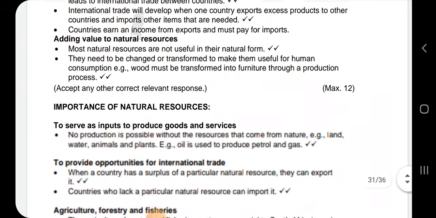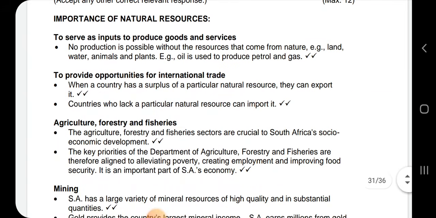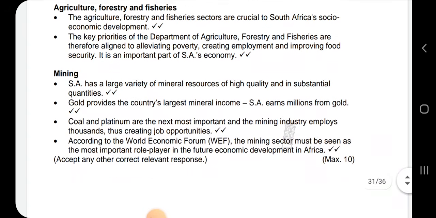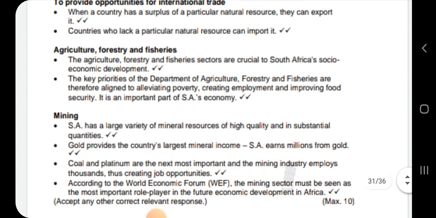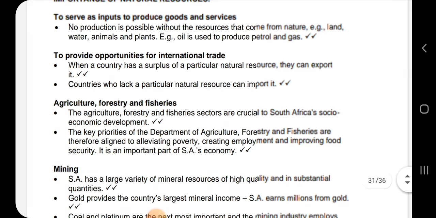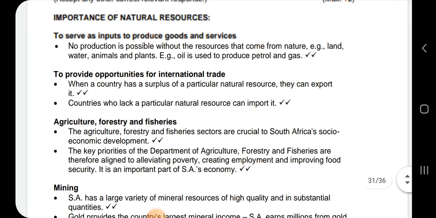And then the second one is the importance of natural resources. They serve as input to produce goods and services. They provide opportunities for international trade, agriculture, forestry, and fisheries. So you talk about them and different types of them. We also have mining and its importance. So you can pause this video and read everything.